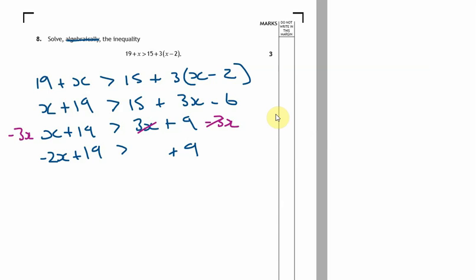Move 19 over, and again, the other method some people do is they have the working line. So they say, well, plus 19, what's the opposite of plus 19? Take away 19. So if I take away 19, I'm going to get minus 2x is greater than plus 9 take away 19, which is minus 10. So some people like the working line method, where they just write down all the little opposite operations and then carry them out. Okay. I quite like this balance method to be fair, but the working line is quite common.